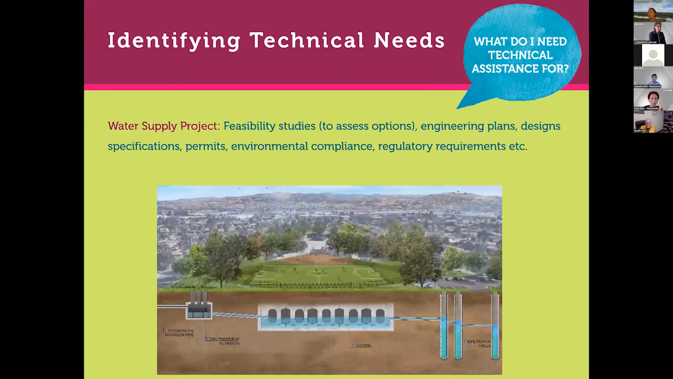Next slide, please. And then a third category of water technical needs falls under water supply. And some of this was covered a little while ago. Things like developing feasibility studies to assess different options. You might be weighing, for example, whether to drill a new well versus build a new storage tank if you're thinking about your source water supply. And so a feasibility study can help you weigh those options.